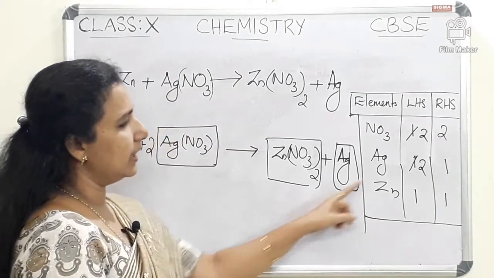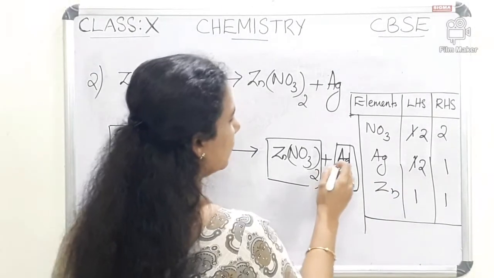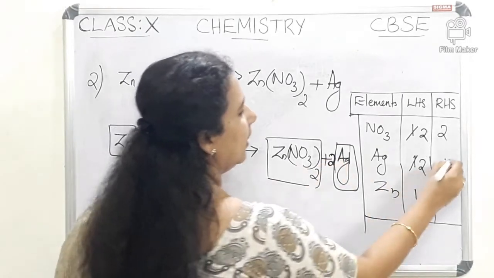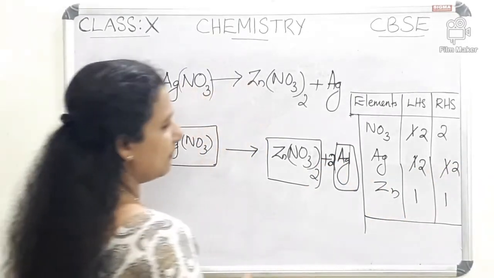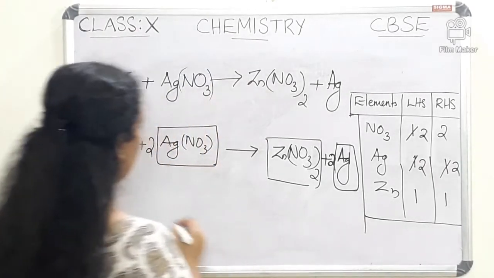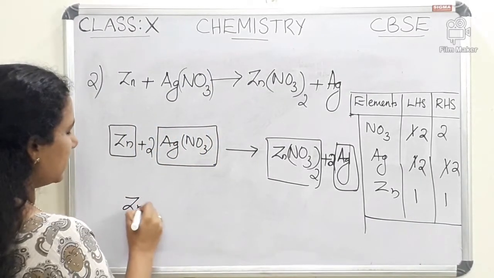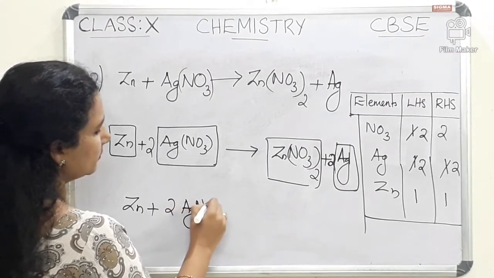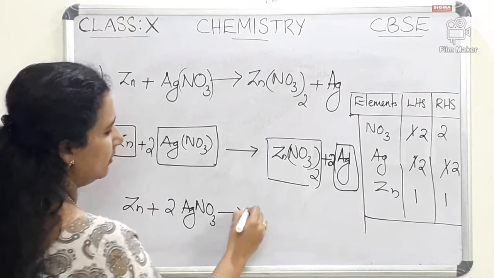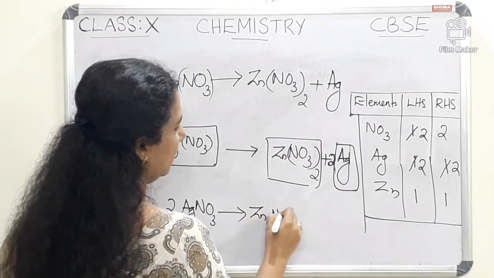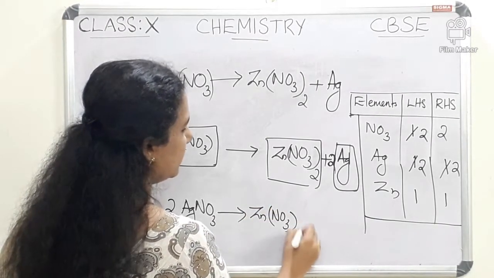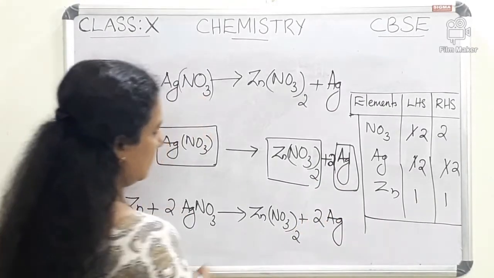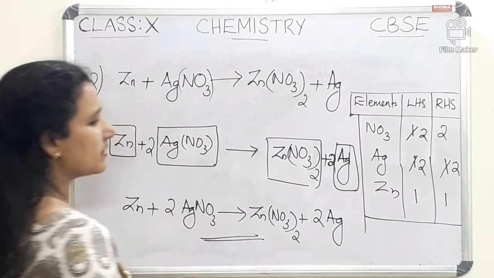So we have to change the RHS also. So in RHS we can add 2 here, and we will get the same number. Now it is balanced. Now we can write the balanced equation as Zn plus 2AgNO3 gives Zn(NO3)2 plus 2Ag. So this is the balanced equation.